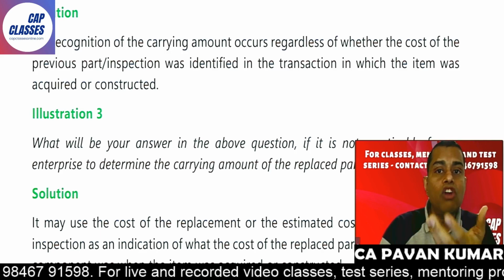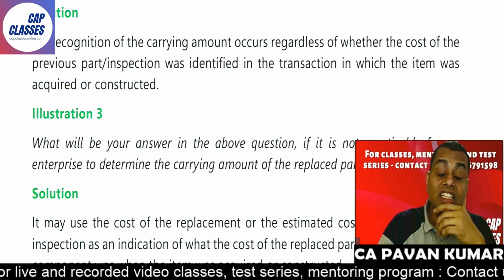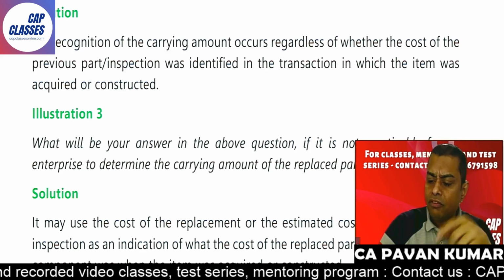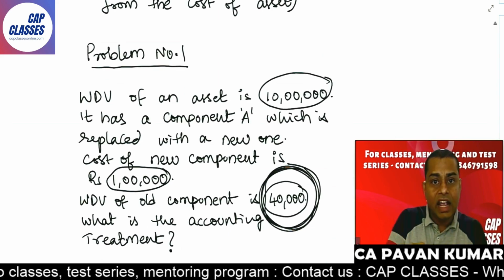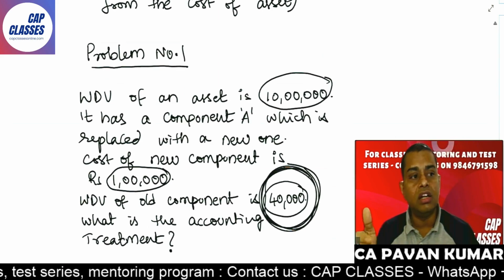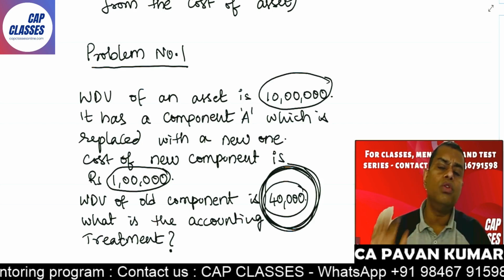That means, Pavan sir, I do not have the data. Even then you need to do that. What is the situation? Do you remember problem number 1, what we have solved on the board? This I told you in 2 cases. Case A, when you know that it is 40,000. Case B, when you do not know that it is 40,000. Even then you need to do some accounting.